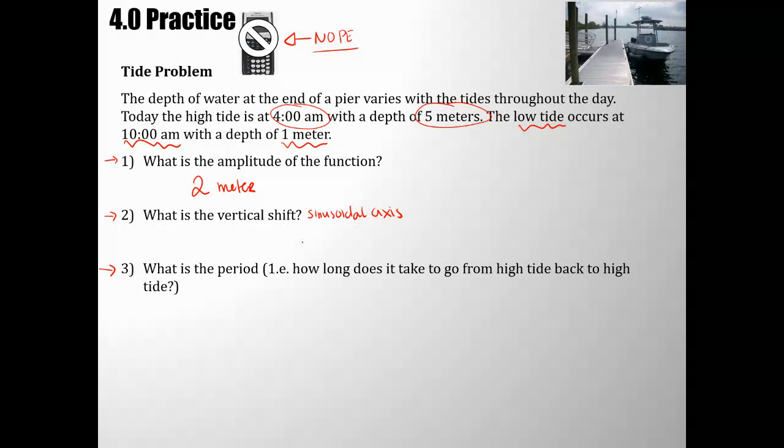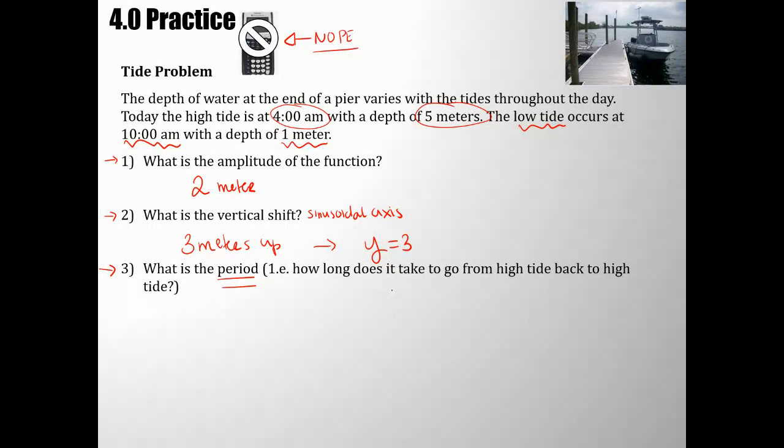The vertical shift is in the middle of high tide and low tide. It's that balancing point, or that balancing line in between. So halfway between 5 and 1 is going to be 3. I can add them together and average them. So the vertical shift is 3 meters up. The sinusoidal axis would be at y equals 3, which is important for us to remember.